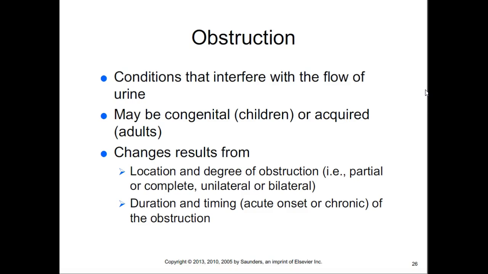Obstruction. Okay, this is a really important one. Conditions that interfere with the flow of urine may be congenital, with children who are born with such obstructions, perhaps kinks in their ureters, or it could be acquired as an adult. There are changes resulting from the location and degree of obstruction. You may have a partial obstruction that becomes complete, or it is unilateral and becomes bilateral. And you'll also see the duration, acute versus chronic, and timing of the obstruction.